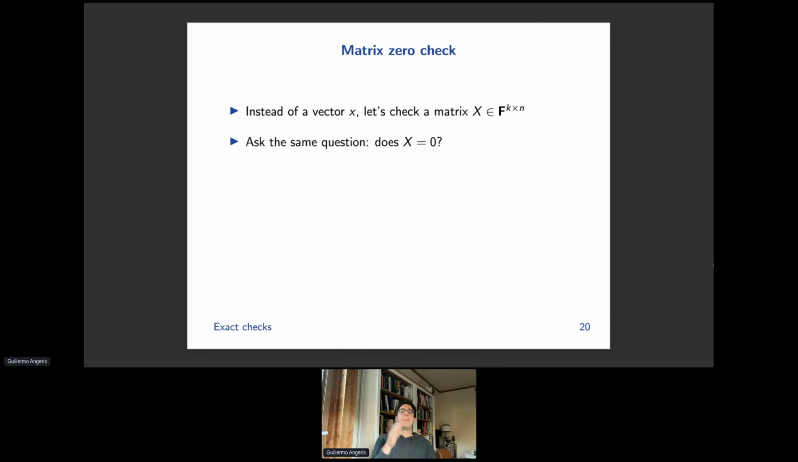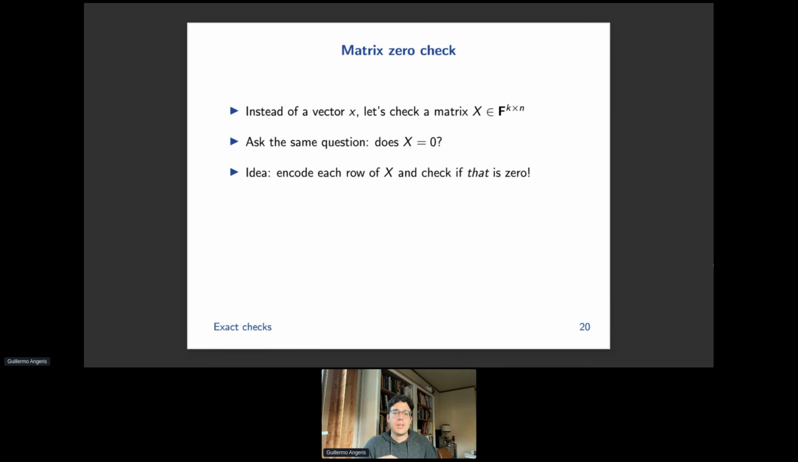Okay, so let's pop over to the matrix 0 check. So let's say instead of a vector x, we actually have a matrix. And this is a big matrix. A matrix, as we know, is a collection of vectors, each of which is a column. And there are n vectors in this matrix, each of which is k long. So capital X is in F to the k by n. And so we're going to ask the same question. Does the whole matrix equal 0?